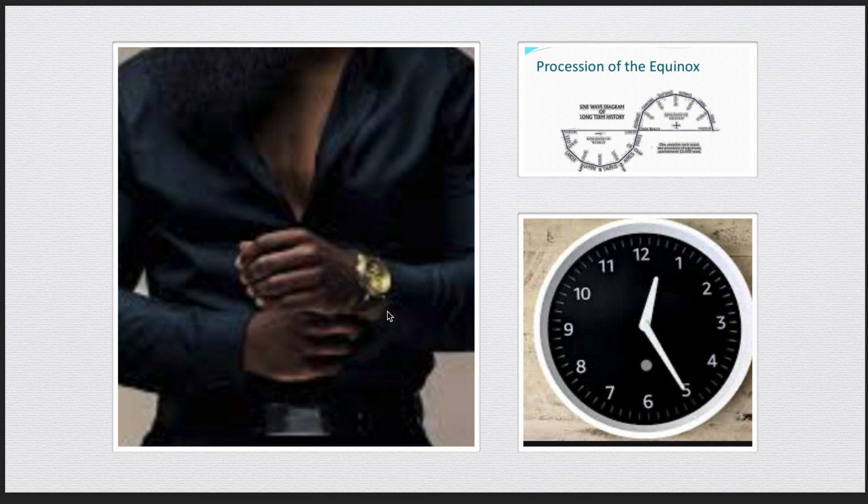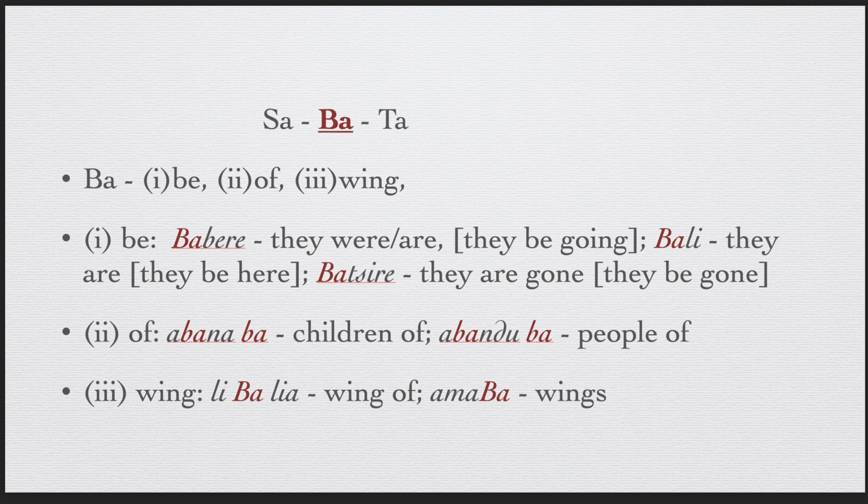So this is sa. The watch is called isa. The clock is sa. And this is lisa, the time, the grand time. And this is the motion that the sun makes. If you superimpose this upper portion over this lower portion, you'll get the clock, something similar to this. That's how we tell time.